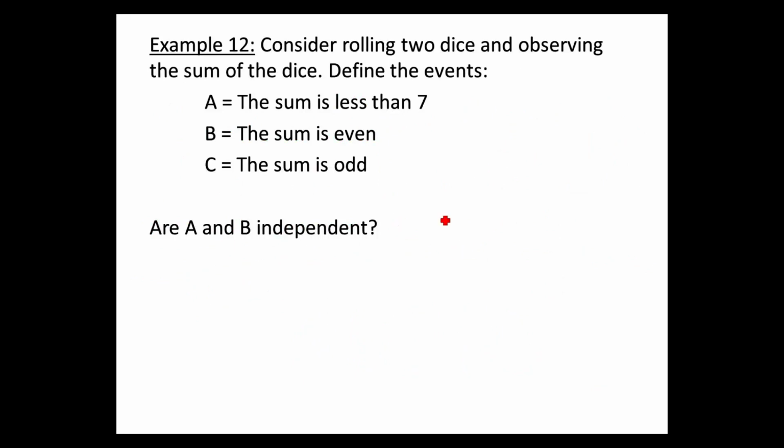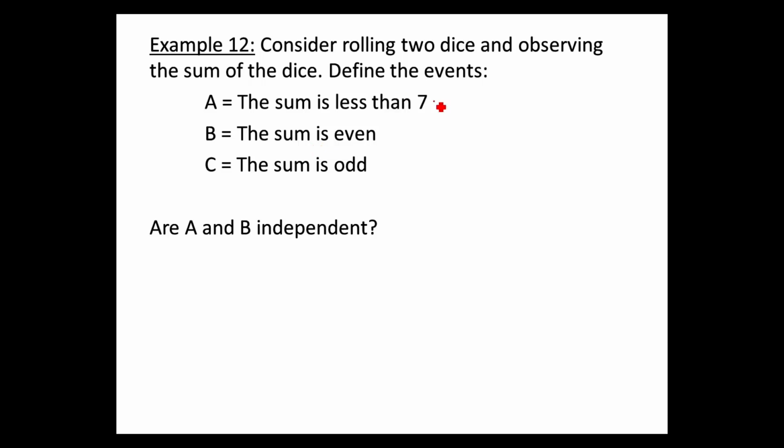All right. So let's go back to the dice, for example. Let's say I have a couple events in mind. So either that the sum is less than 7, the sum is even, or the sum is odd. And so my question is, are the events A and B independent?